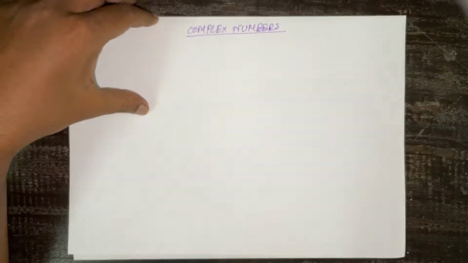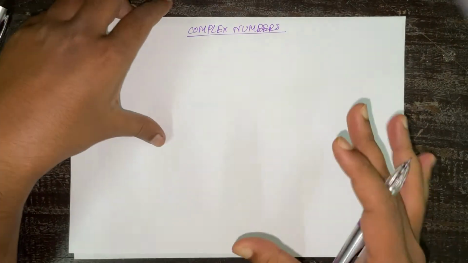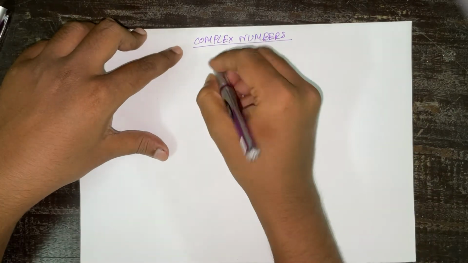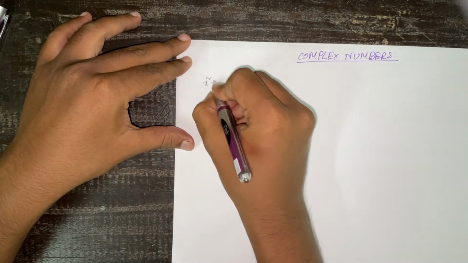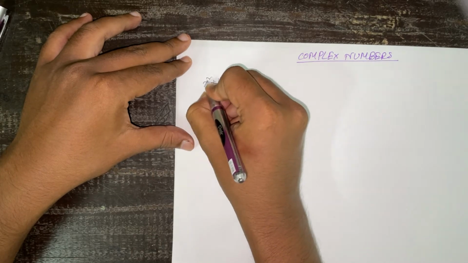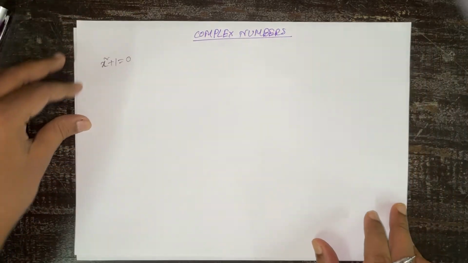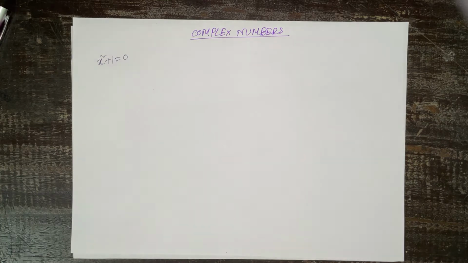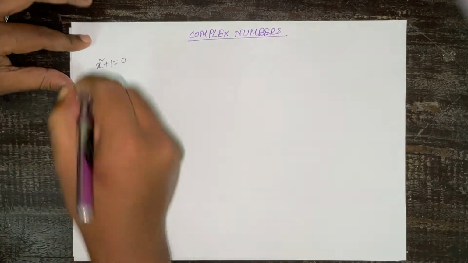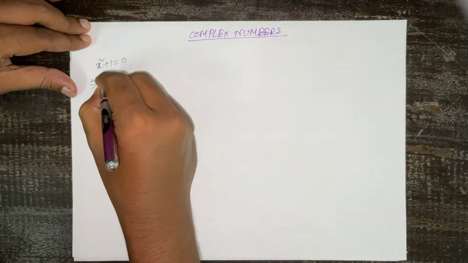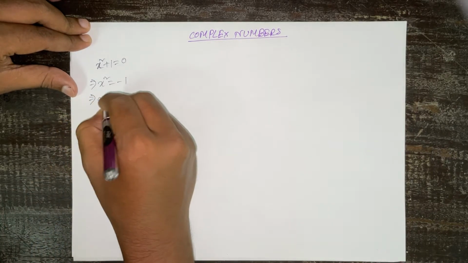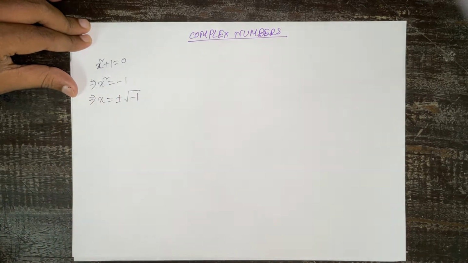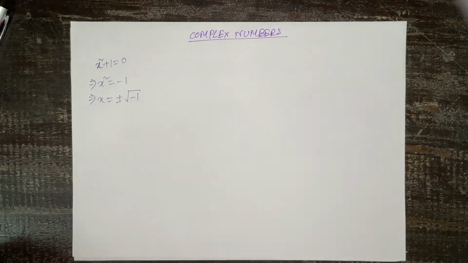Before we directly dive into that, let us see one equation. Suppose we have an equation that says x square plus 1 is equal to 0. So x square plus 1 equals 0. What is the value of x here? x square equals minus 1, and we have x equal to plus minus root over minus 1.